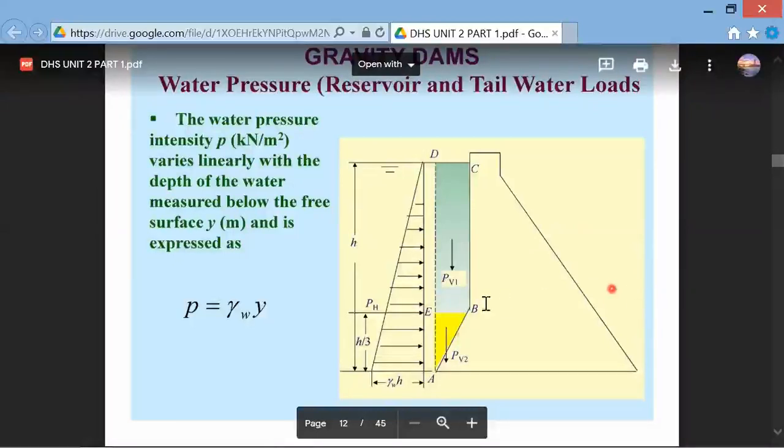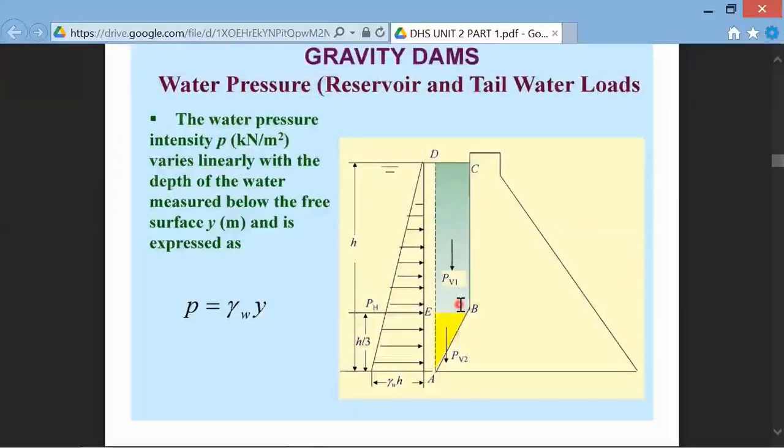Now, how does the water pressure vary? Water pressure varies linearly with the depth of water. As you go from top to bottom, the water pressure increases. Why does it increase? Because the depth of water increases. As you go below in the sea, the water pressure increases, as you all know, right? As you go below, the water pressure on your body also increases. So you cannot swim below a certain depth in the sea.